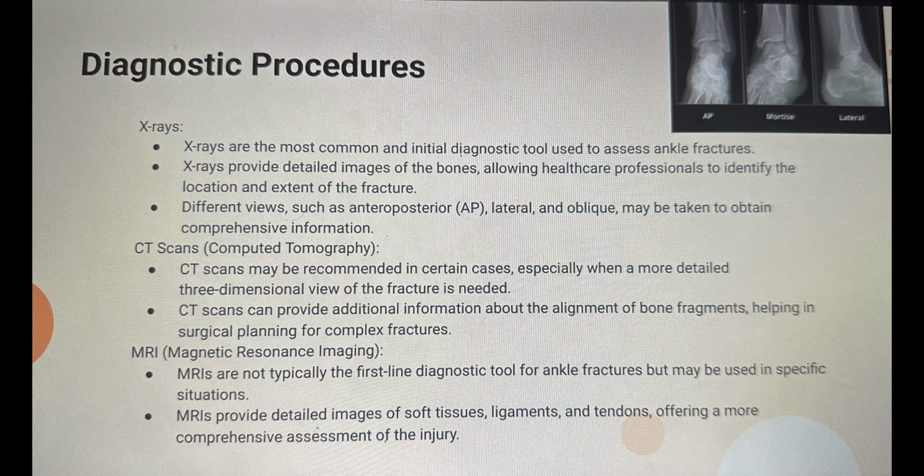And you have CT scans. CT scans may be recommended in certain cases, especially when a more detailed three-dimensional view of the fracture is needed. CT scans can provide additional information about the alignment of the bone fragments, helping in surgical planning for complex fractures. Then you have your MRI. So MRIs are not typically the first-line diagnostic tool for ankle fractures, but may be used in specific situations. MRIs provide detailed images of soft tissue, ligaments, and tendons, offering a more comprehensive assessment of the injury.